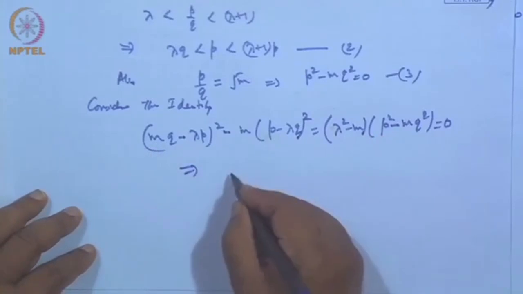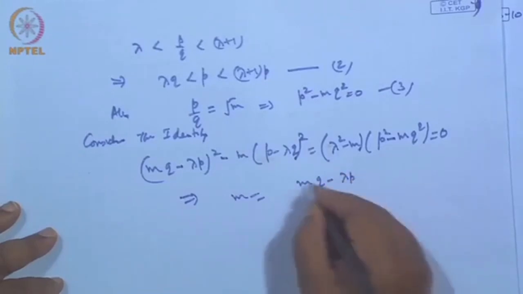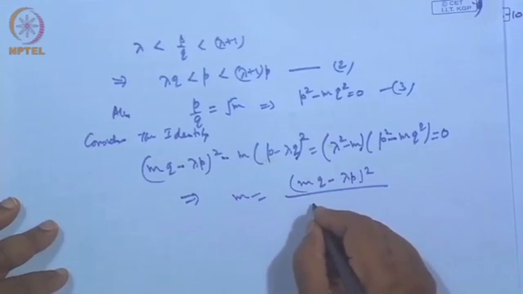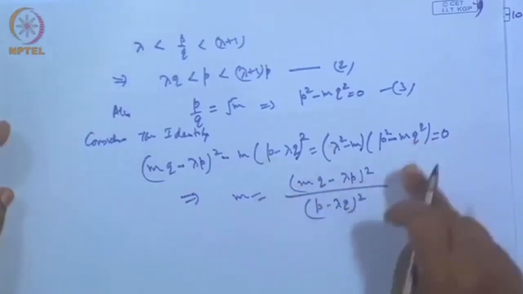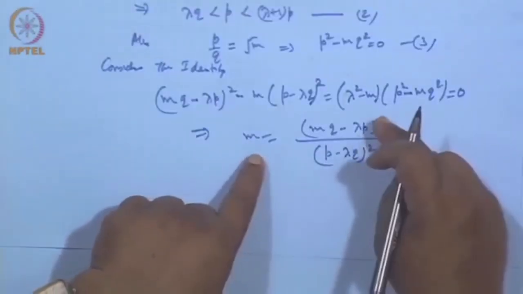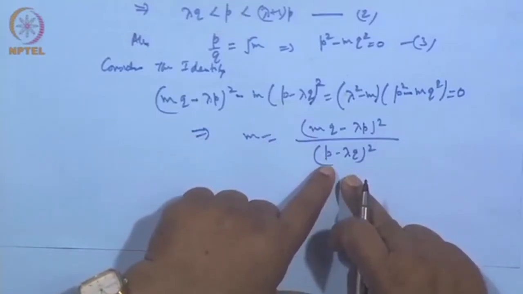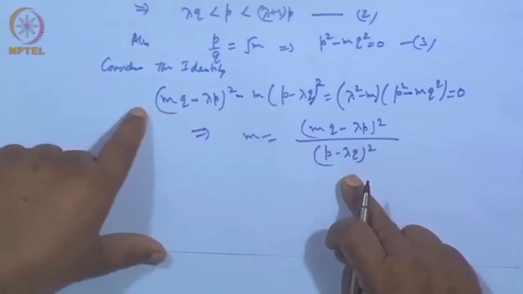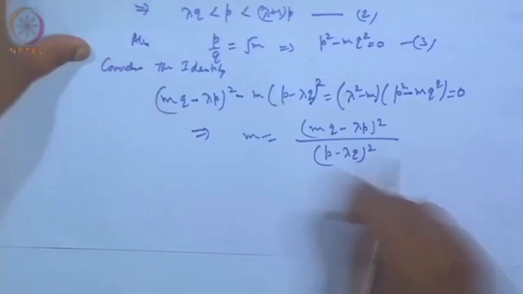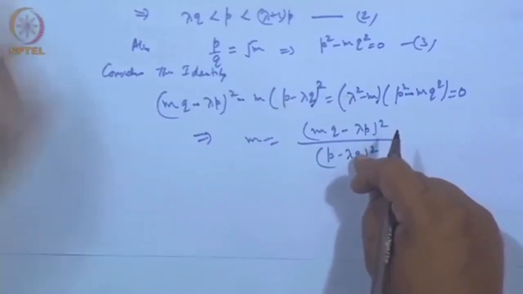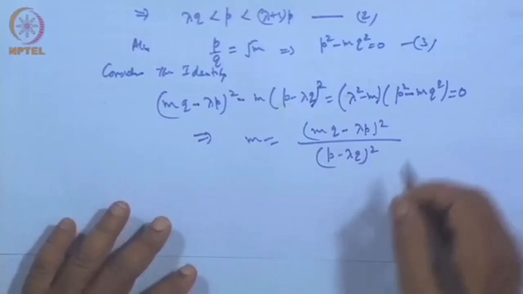So, from here we can write m equals m q minus lambda p whole square divided by p minus lambda q whole square. What you are getting is that m is also a fraction, but what is the denominator? The denominator is p minus lambda q, while earlier it was p by q. Here, m q minus lambda p over p minus lambda q is another fraction. So, the denominator of this fraction is less than q.